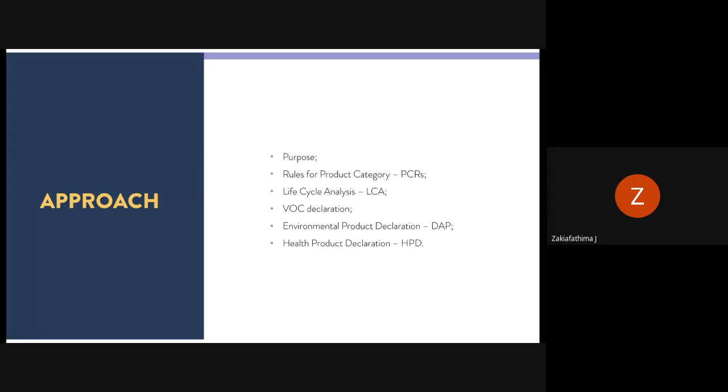Okay. Next is your VOC declaration. VOC is volatile organic compound. Volatile organic compounds are nothing but toxic compounds that harm your environment. So the material has to have a VOC declaration saying that it is a non-volatile organic compound. Only then will you consider that material as a sustainable material.